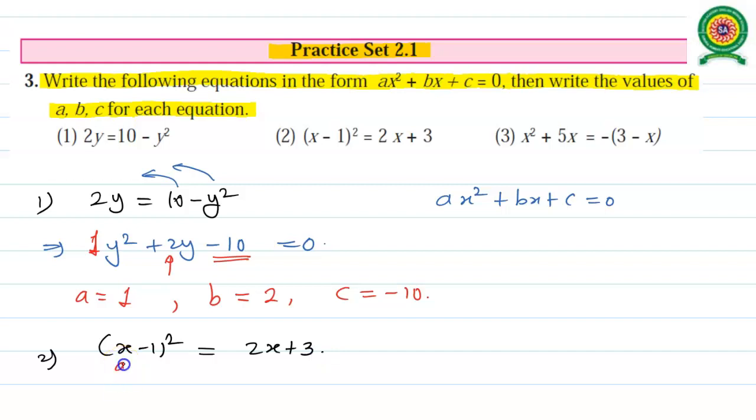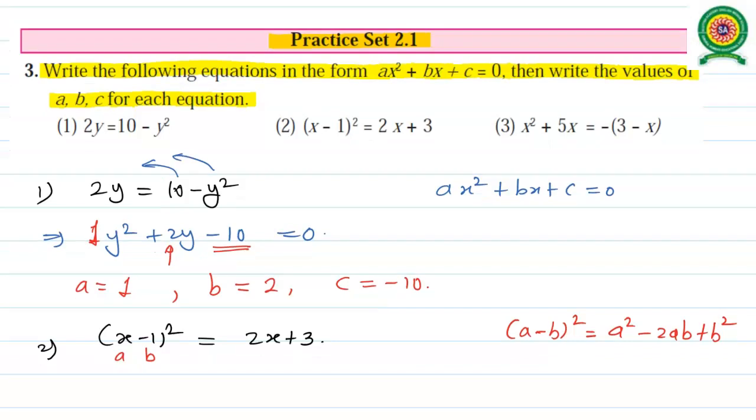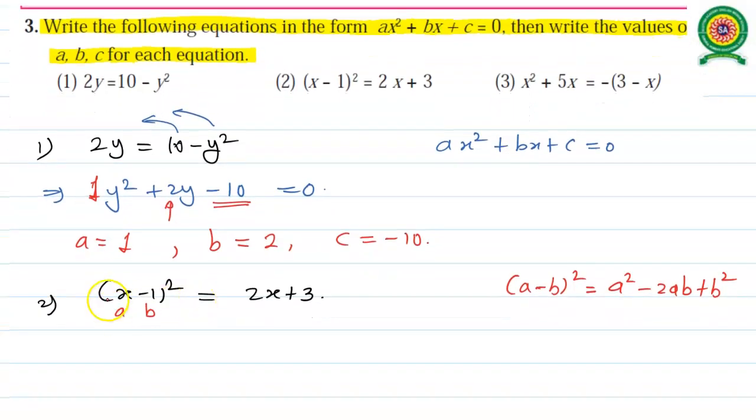Now everyone knows the expansion for (a minus b) the whole square, which is a square minus 2ab plus b square. Here, on comparing, we have a as x and b as 1, so we get x square minus 2 into x into 1, so 2 ones are 2 into x, we have 2x, plus b square, that is 1 square, which becomes 1, equals 2x plus 3.